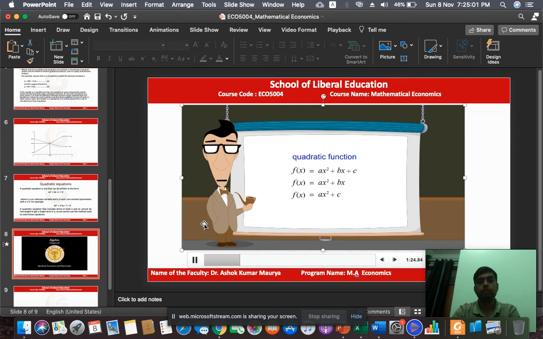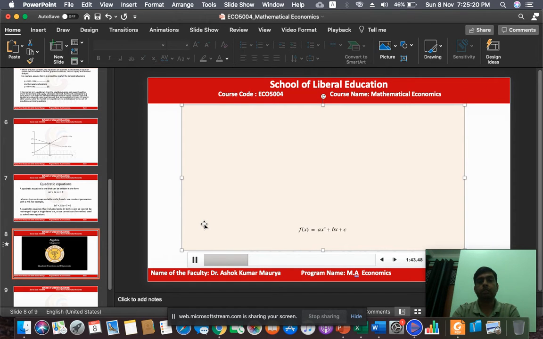Now here, one by one, we are putting 0 for the other variables. Like in the second equation, c is equal to 0, and in the third equation, b is equal to 0, and in the last equation both b and c are 0. So this is the standard format of a quadratic equation.